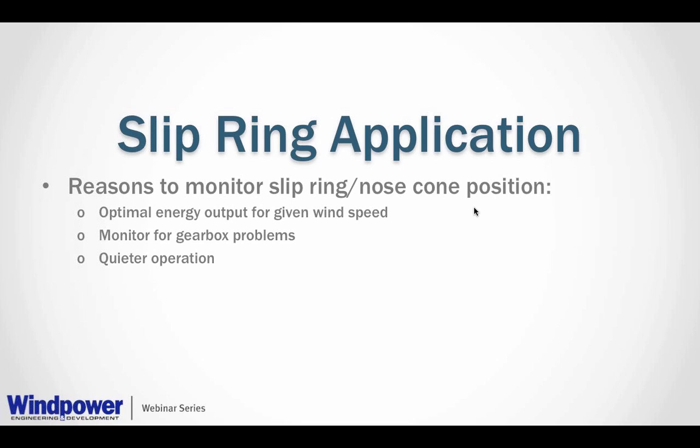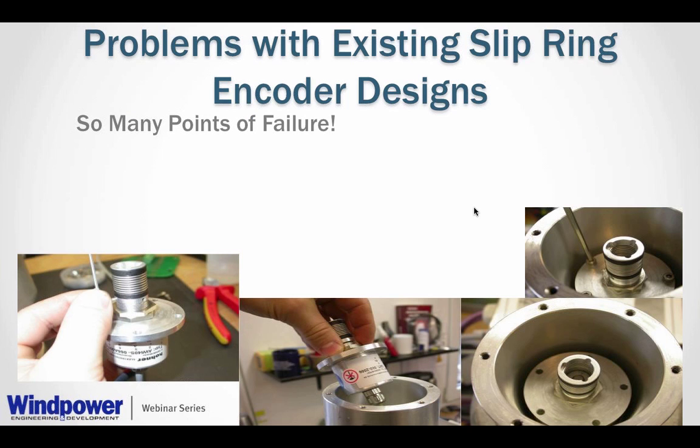So let's talk about the slip ring. Well, what's the slip ring for? Again, optimizing energy output, monitoring the gearbox. Some companies actually even use it to quiet the overall operation of the blades. So here's a typical slip ring encoder, and you see right away this is a very small and relatively fragile component.